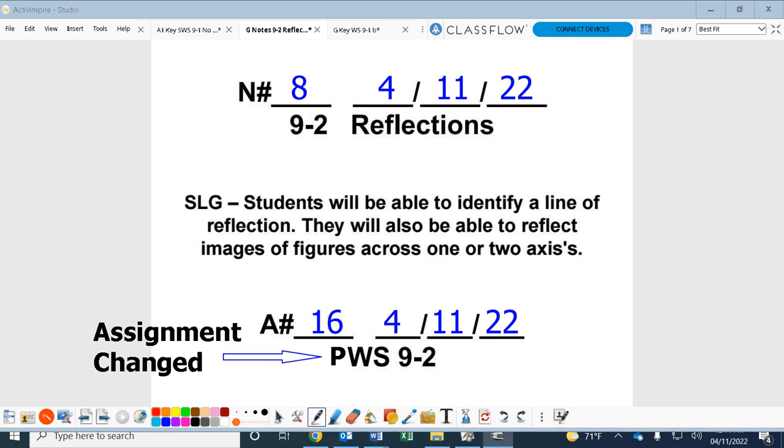Next, or the second transformation that we're going to be doing out of 4. So far we have done translations. This is now going to be reflections for the second one that we're going to do.